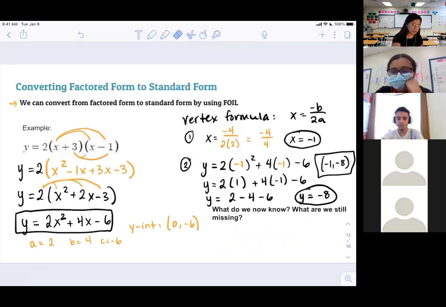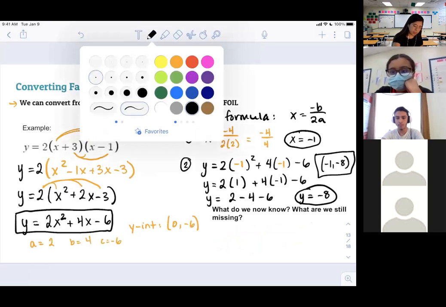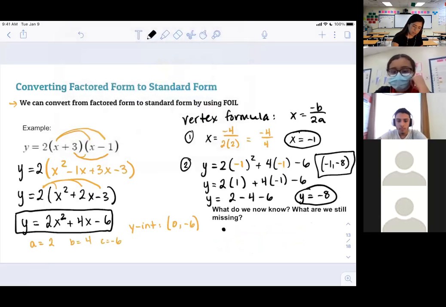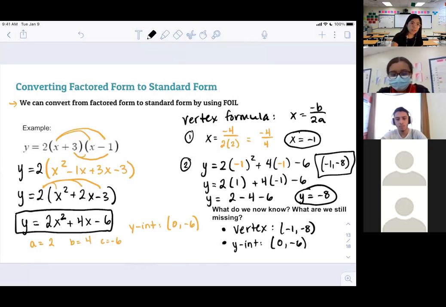And the chat as well. I want to see you guys in the chat. So what's my vertex? We just got that. That's negative one, comma, negative eight. What else do I know? The y-intercept, which is zero, comma, negative six. Good. The y-intercept is zero, comma, negative six.